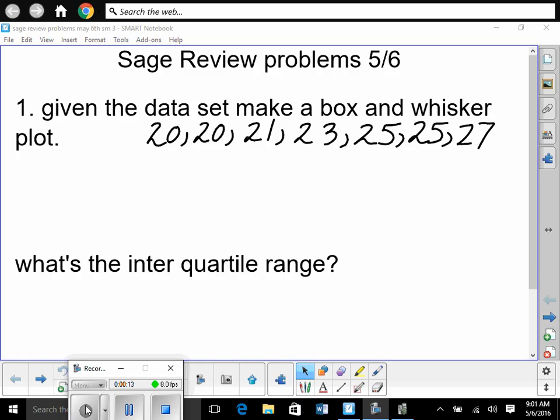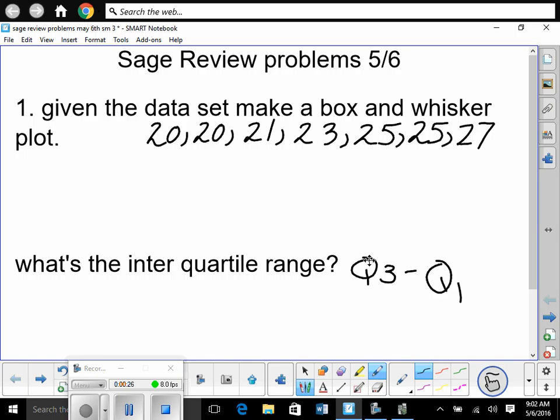So, given this data set, make a box and whisker plot, and then we're asked what is the interquartile range. So remember, guys, you've got to know this interquartile range is Q3 minus Q1. So your box and whisker plot will give you all that information.